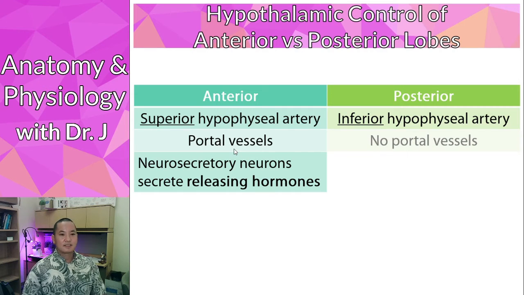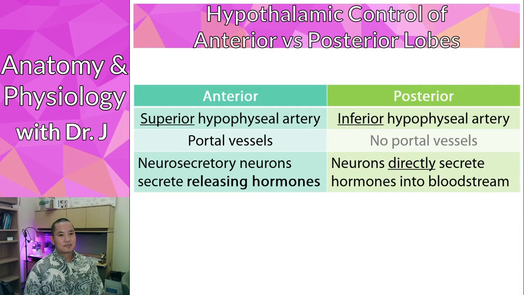Now the thing is that in the anterior lobe, these releasing hormones are special hormones that are secreted by the hypothalamus, but they target cells in the anterior pituitary lobe. Whereas in the posterior lobe, you have the neurons secreting these hormones and chemicals directly into the bloodstream.